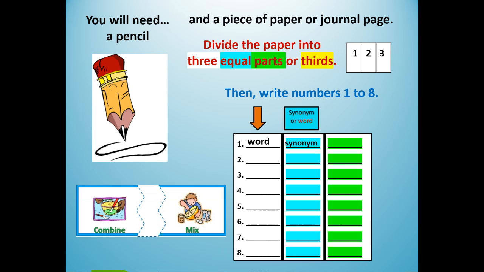And a synonym is a word that means the same. For example, combine is a synonym for mix, and mix is a synonym for combine. If you don't catch the synonym or short definition, that's okay. You can write the word a second time.